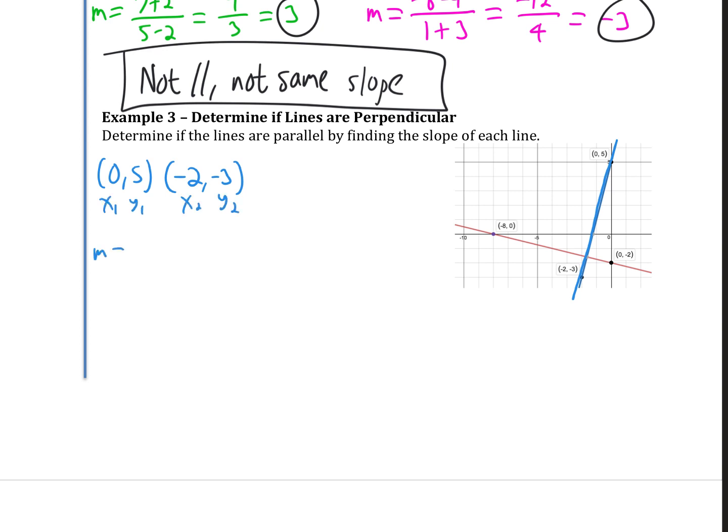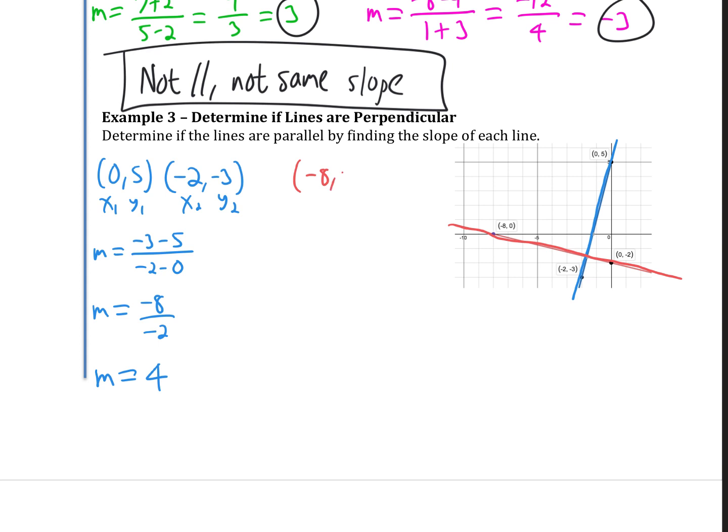So we got m equals y2 minus y1, which is -3 minus 5, over -2 minus 0. So m equals -8 over -2. So m equals, what's that going to be, 4? So the slope of the other line should also be 4 if these are going to be perpendicular. Actually, it should be the opposite reciprocal of 4. What's the opposite reciprocal of 4? Should be -1 over 4. Let's see if that's the case.